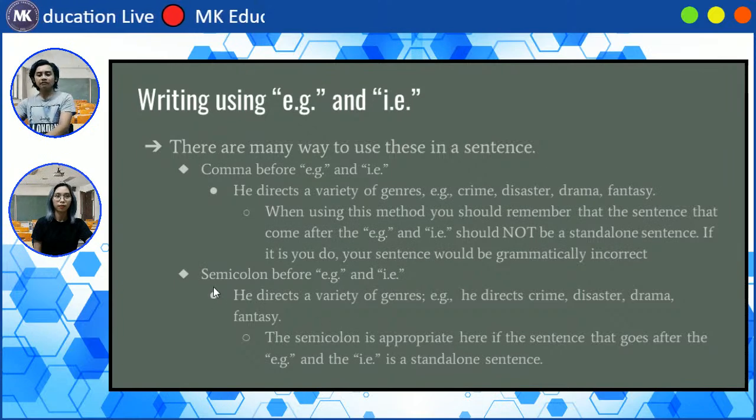So next we have a semicolon before the e.g. and i.e. He directs a variety of genres; e.g. he directs crime, disaster, drama, and fantasy. The semicolon is appropriate here if what goes after e.g. and i.e. is a standalone sentence. So if we remove the first part of the sentence, he directs crime, disaster, drama, and fantasy, you can understand this sentence even without the first sentence. So that's why it's standalone, and that's why we use the semicolon.